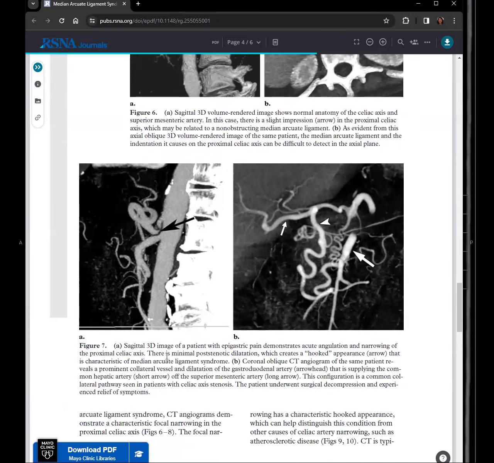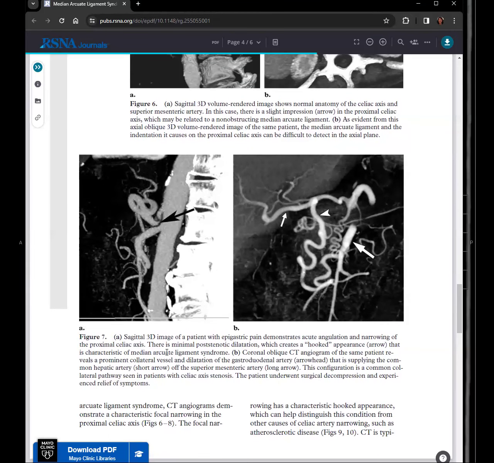Wait, stay on that image right there. There's two ancillary things you're supposed to see. One is a dilated pancreaticoduodenal arcade. Because your celiac axis is pinched off, your SMA is going to retrograde feed your hepatic artery by going up that pancreaticoduodenal arcade. So you're supposed to see dilated vessels of the pancreaticoduodenal arcade. That's supposed to say that it's actually clinically significant that your celiac axis is being pinched off.